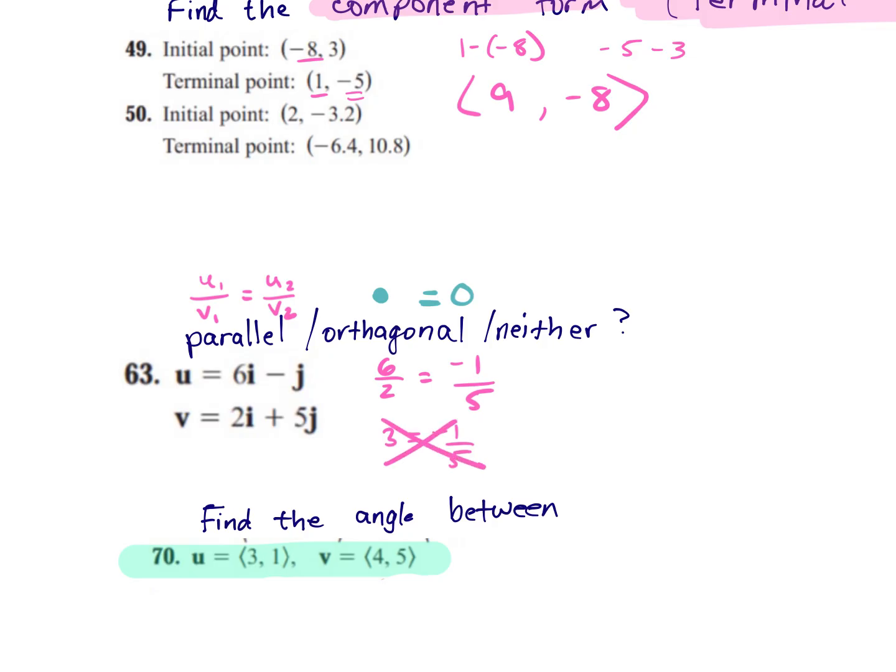Next, let's test and see if they're orthogonal. Let's do the dot product. So the first times the first, 6 times 2, plus the second times the second would be -1 times 5. 6 times 2 is 12, minus 5 would be 7. Since our dot product does not give us 0, it's not orthogonal either. So our answer would be neither. It's not parallel and it's not orthogonal.